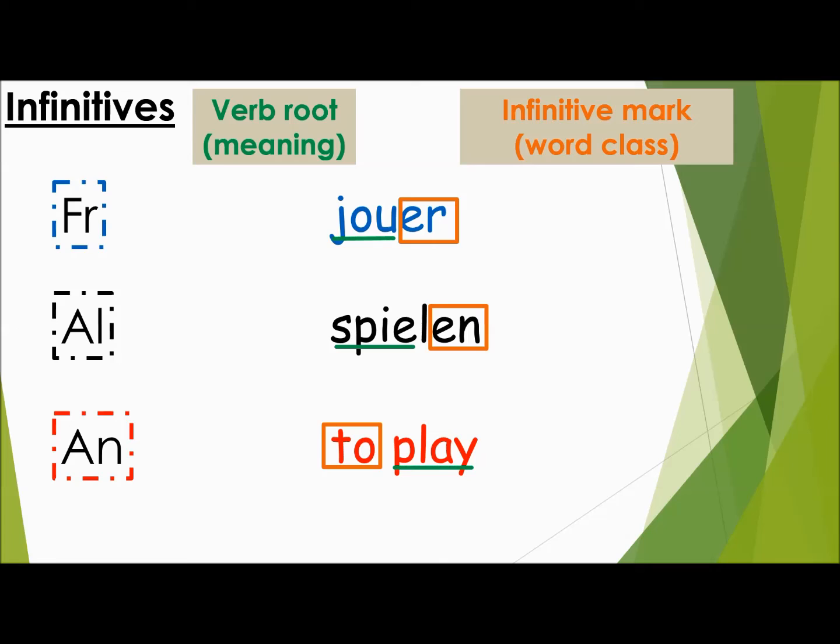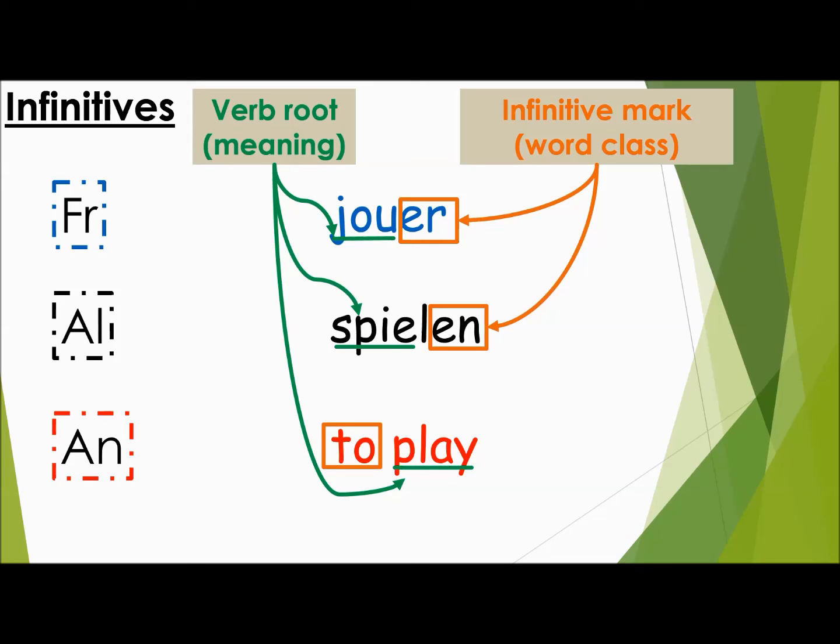They show you the word class. They don't really carry a meaning. They don't tell you what the verb is. They just tell you this is a basic infinitive verb and it's not conjugated. There's no one doing it. Okay? So you can see that in French and in German, we put the verb root first. In English, bam, you put it second.